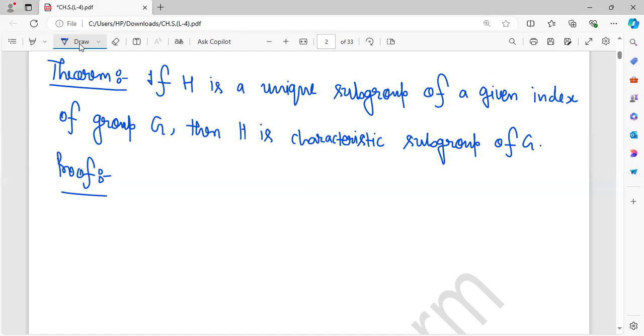So let H be a unique subgroup of index n.